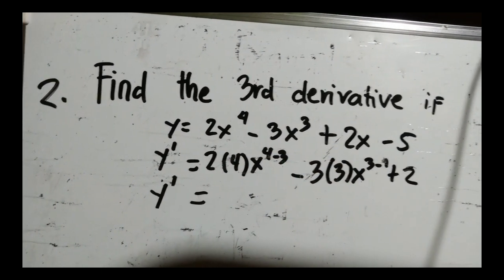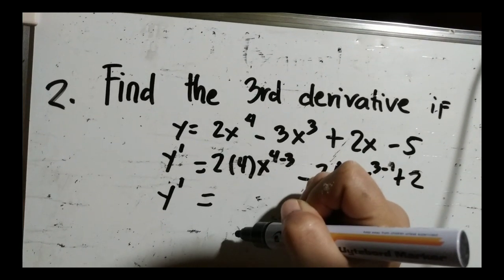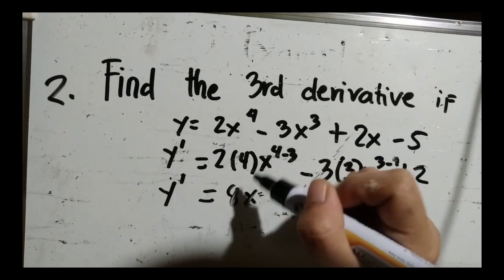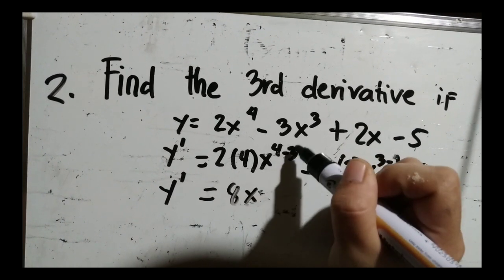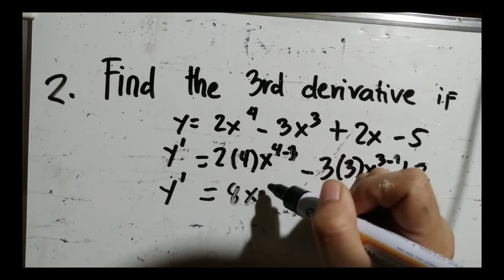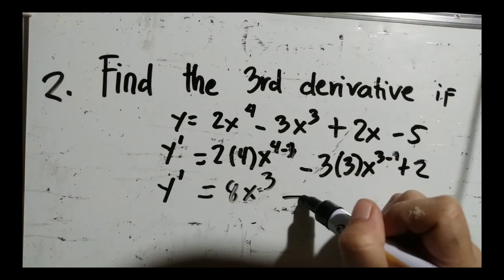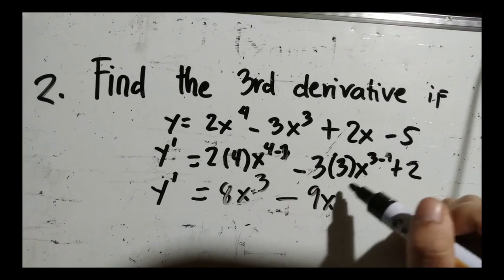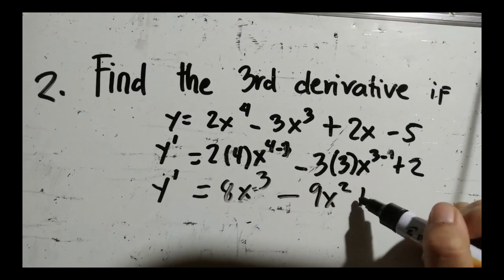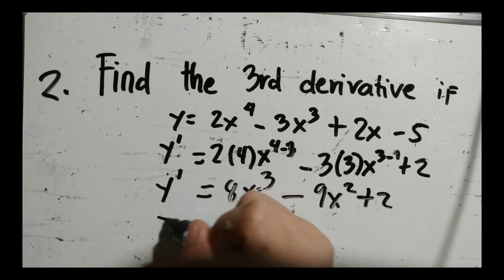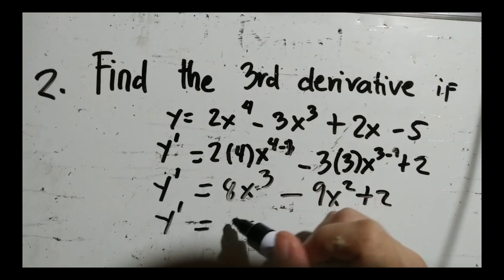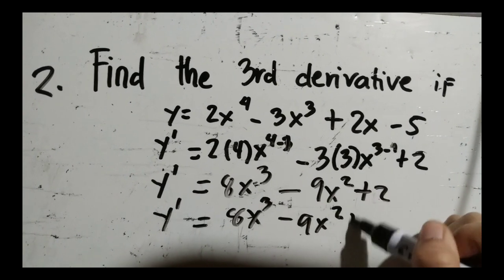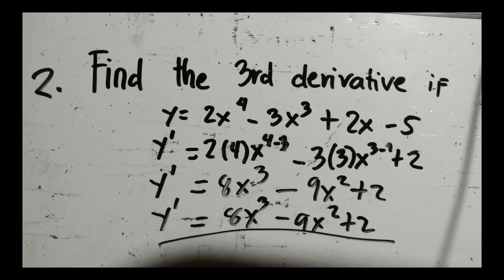So the first derivative, y prime, equals 2 times 4, that would be 8, x raised to 4 minus 1, that would be 3, minus 3 times 3, that would be 9, x to the 3 minus 1, that would be 2, plus 2. So we have the first derivative: 8x cubed minus 9x squared plus 2. That is the first derivative.